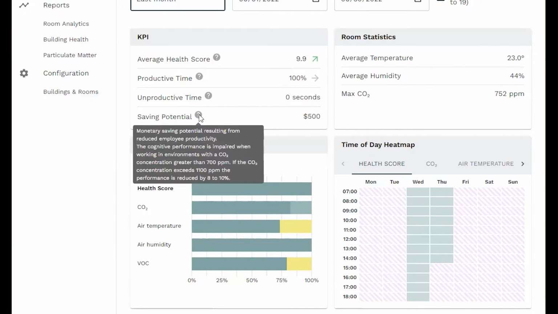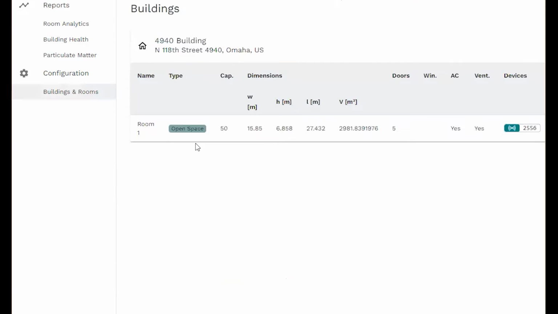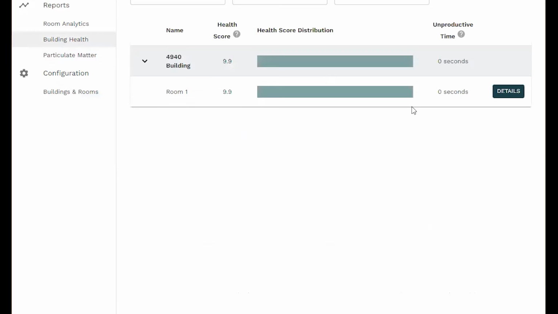The savings potential is interesting. I guess they're doing a cognitive impact calculation on potential employee productivity, which is kind of cool. I'm sure there's a way to edit that in here, but I haven't got into this dashboard as much yet. I just wanted to put this out there and show it. It gives a building health score here, so you could compare against buildings theoretically: 9.9 out of 10. I feel pretty good about that.